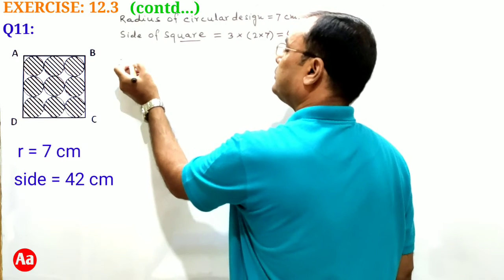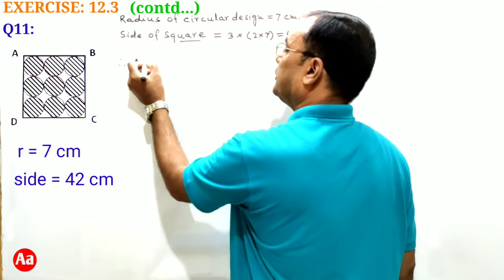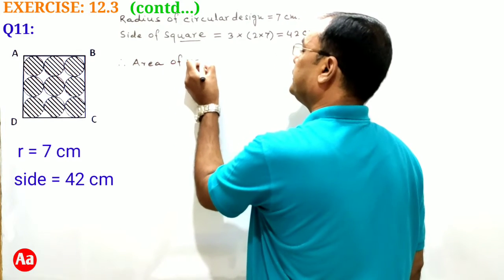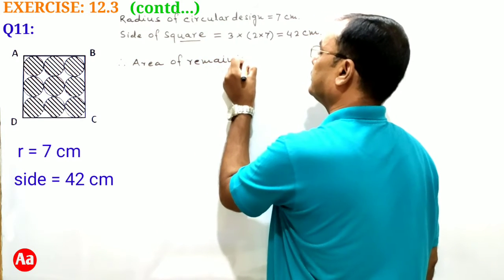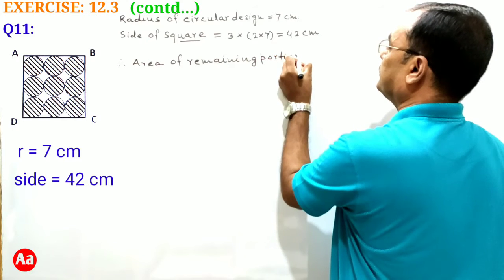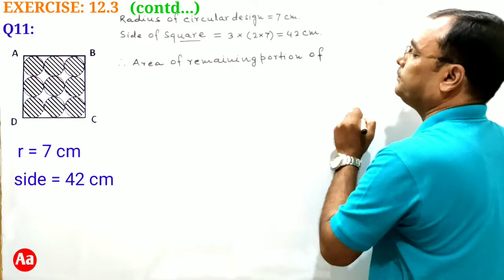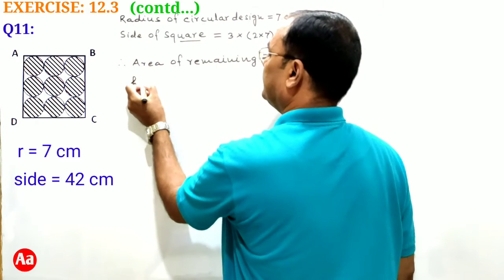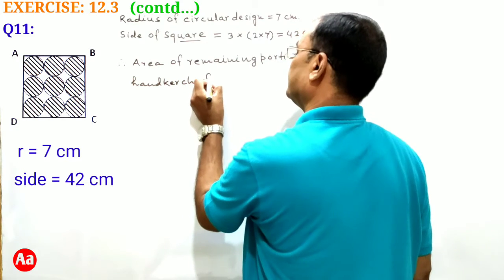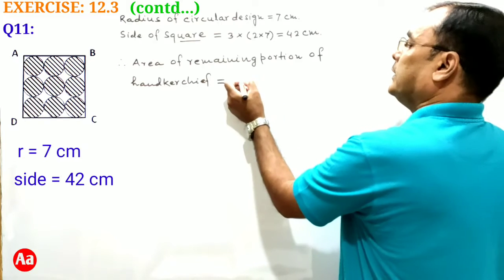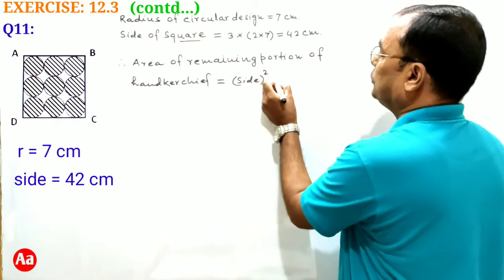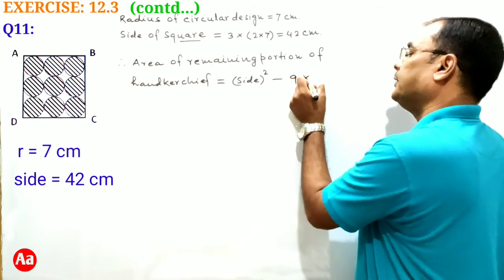So therefore, the area of the remaining portion of the handkerchief is equal to the area of the square handkerchief minus the area of 9 circular designs.